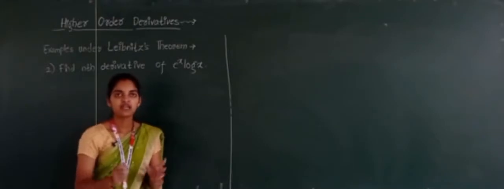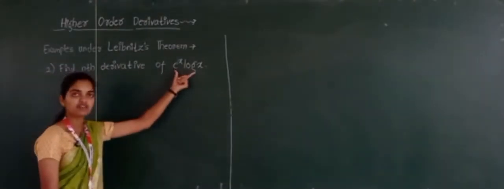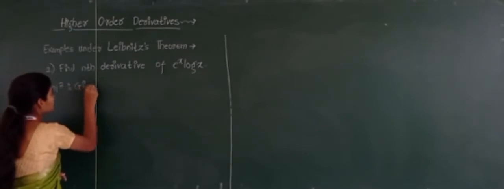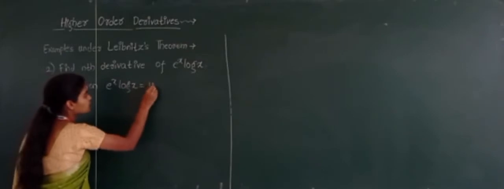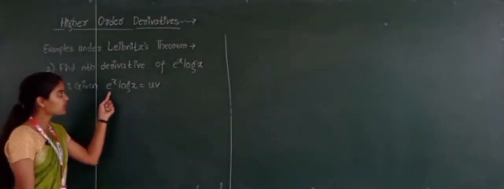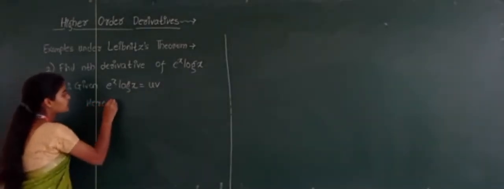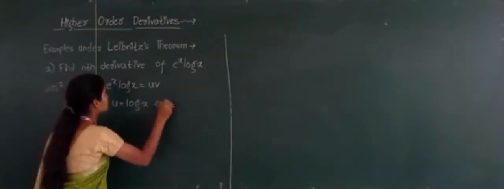So the second example I will consider is: find the nth derivative of e raised to x log x. So this is our given function in the second example. So let us start with the solution. Again, the given function e raised to x log x is equal to u into v, I will consider. Now in this, which function do we have to take as u and which function as v? Yes, I will take here, let u is equal to log x and v is equal to e raised to x.